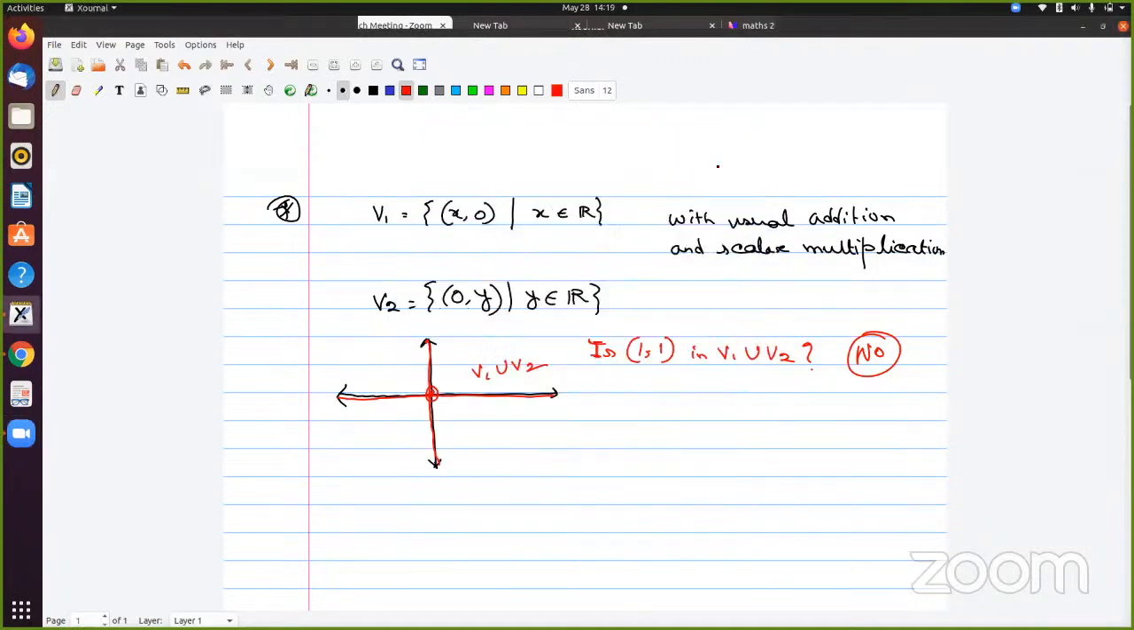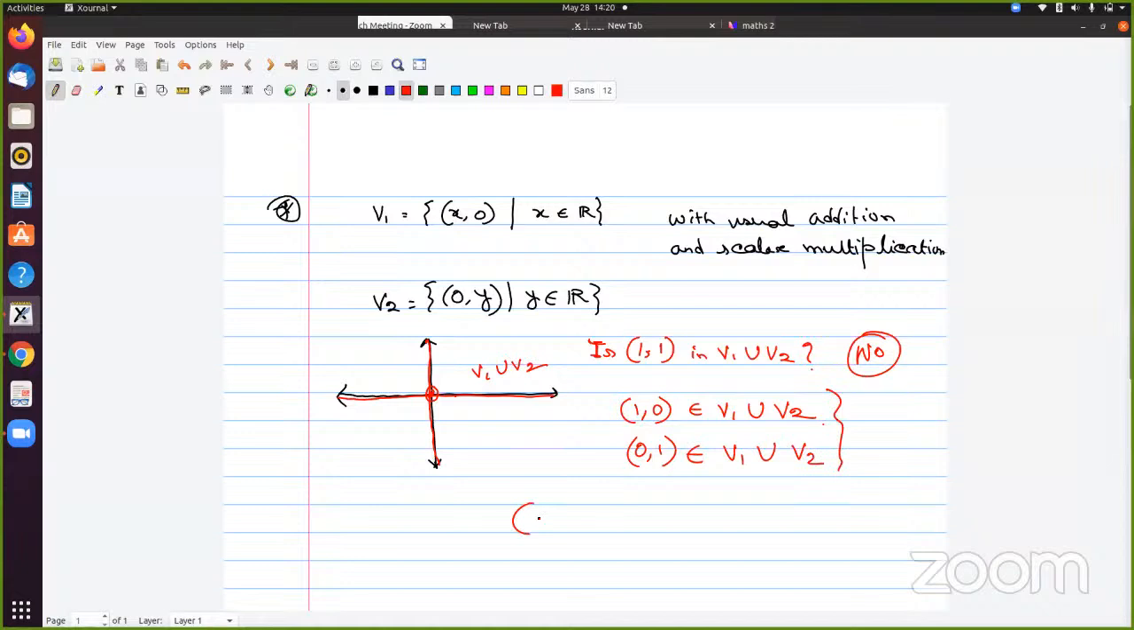Now if I take addition, I mean if I take two elements from V1 union V2, will the sum always be inside V1 union V2? No, sir. Can you give me an example? Suppose, sir, we take (1, 0) and (0, 1), and if we add, then we will get (1, 1), which is not in the union. Exactly. (1, 0) is in the union, that is clear because it is on the x-axis. (0, 1) is also in the union because it is on the y-axis.